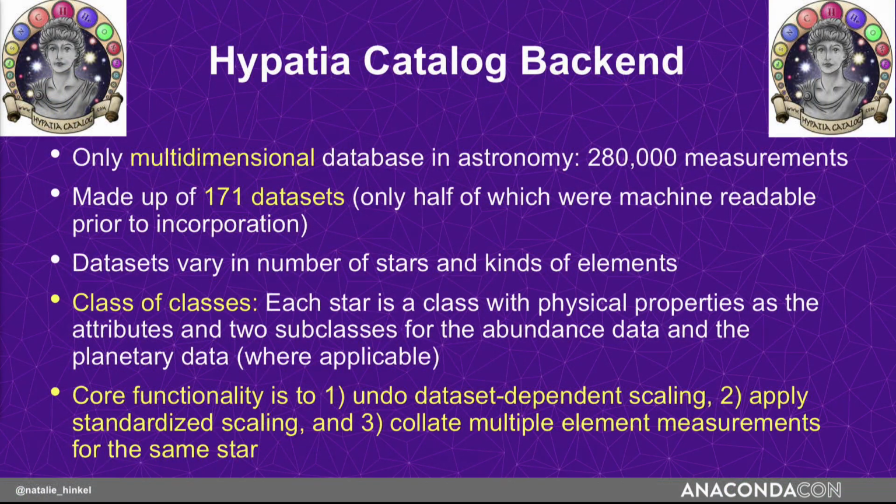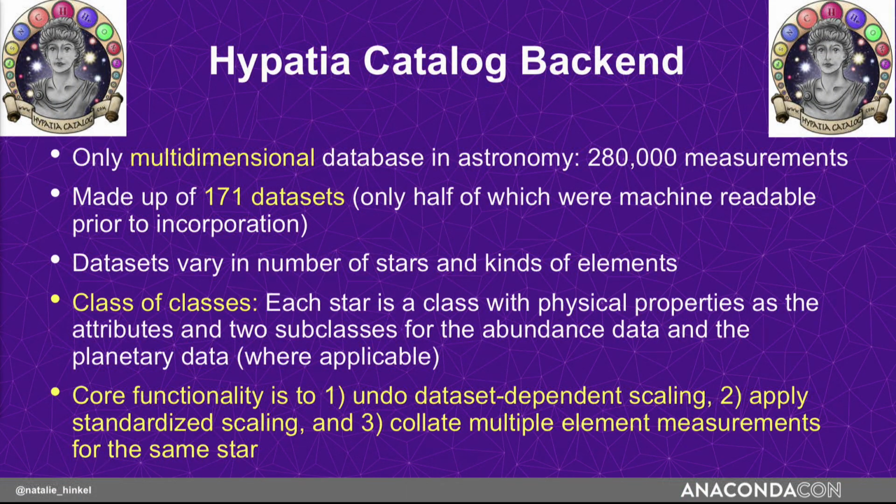Now, the database itself lives on my laptop. It's backed up in a bajillion ways, but I wrote the back end of it in Python. It's one of the only multi-dimensional data sets in astronomy. I know that sounds kind of weird when you're not in the direct physical sciences, but typically what happens in astronomy is that you have a mission or a satellite, and it measures properties for stars. Well, I have properties for stars as measured by different groups, and some of those stars have planets. So this was a little bit complicated when I started putting it together. Like I said, it's made up of 171 different data sets, half of which were machine readable. The other half I actually had to convert by hand.